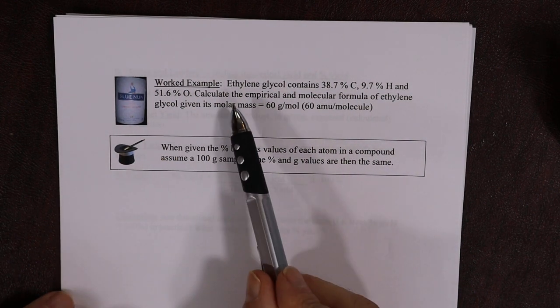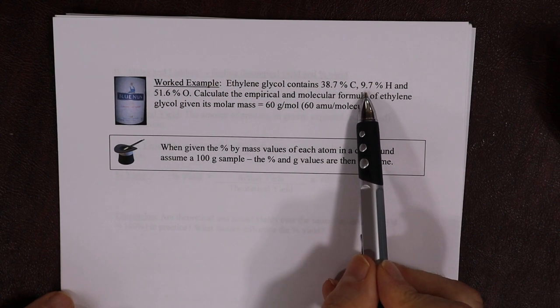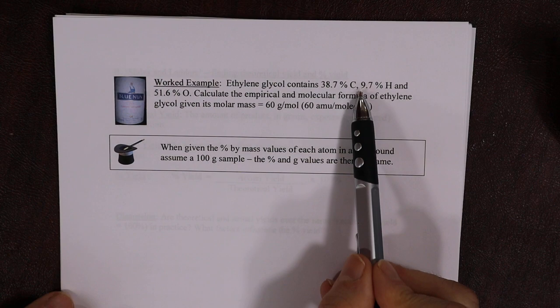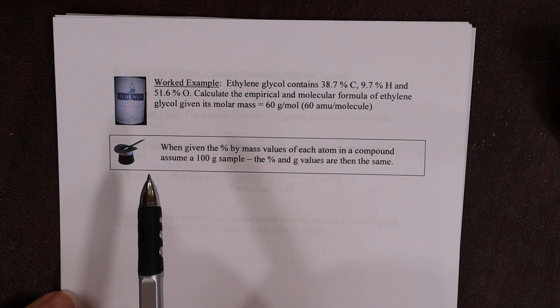Okay, so that's important information. We're going to use this instead of weights, which I'll show you the trick in a second. If you've got the percent masses of each atom type, you can easily work out the empirical formula.